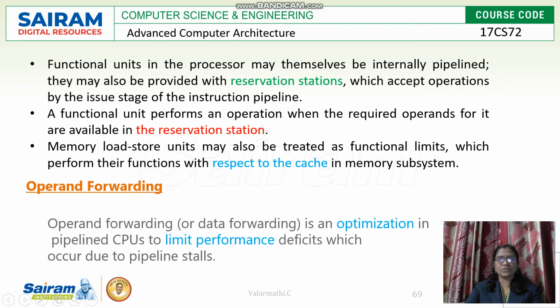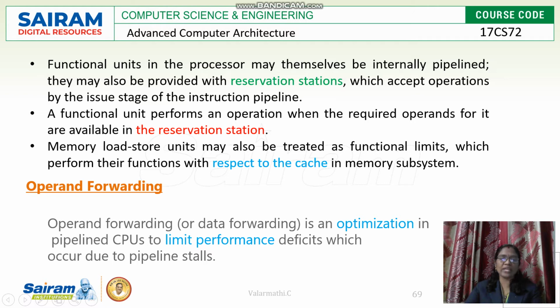The functional units in the processor may themselves be internally pipelined and may also be provided with reservation stations. The functional unit performs an operation when the required operands for it are available in the reservation station. We have studied reservation stations in the previous module. So for each functional unit, a reservation station should be drawn and the processor should execute its instructions internally in a pipelined fashion.